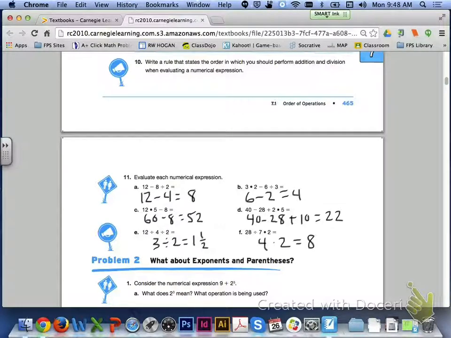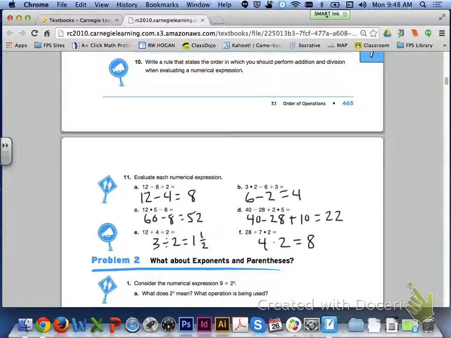If I take a look at letter A, I should have 8 for my answer. I'm going to divide before I subtract. Letter B, 4 is my answer. I have to multiply and divide before I subtract. Letter C, 52 is my answer. I'm going to multiply before I subtract. Letter D, 22 for my answer. I'm going to multiply before I subtract and add.